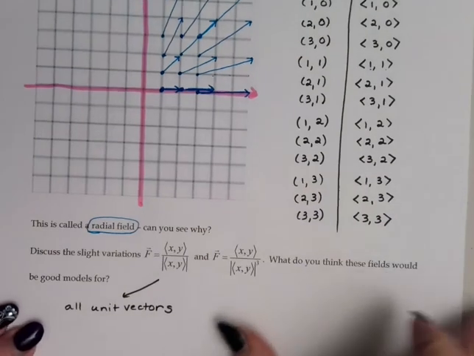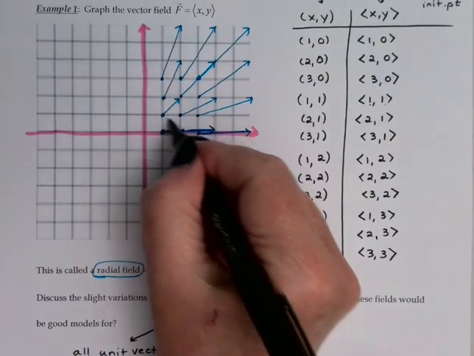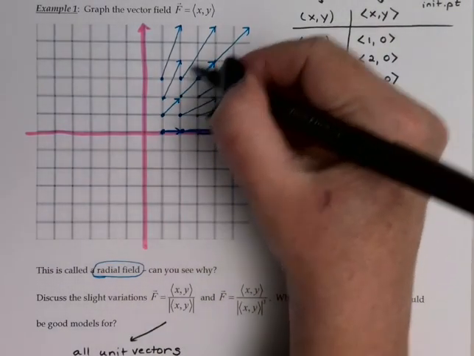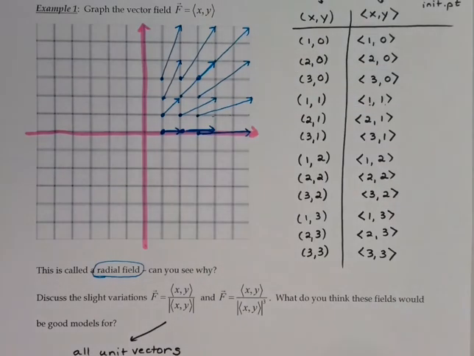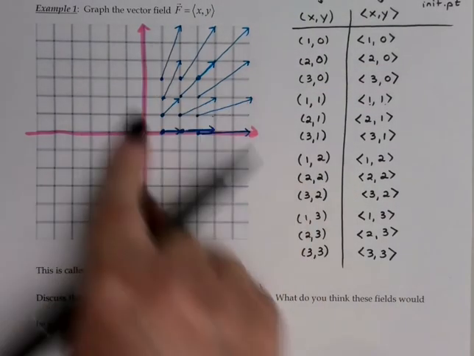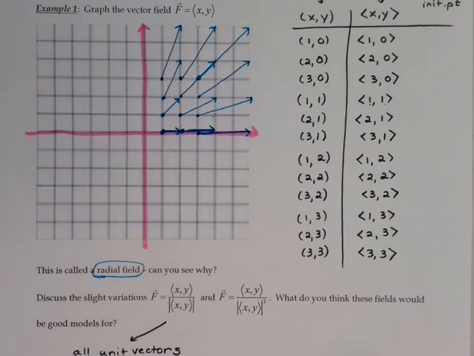So instead of my vectors starting out short near the origin and getting longer and longer as they move away, all of these vectors would have a length of 1. They would all be unit vectors in this case.